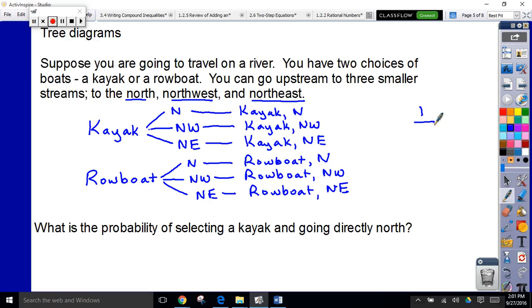Just the kayak? No, out of the whole list. 6. So the probability of selecting a kayak and going directly north is 1 out of 6.